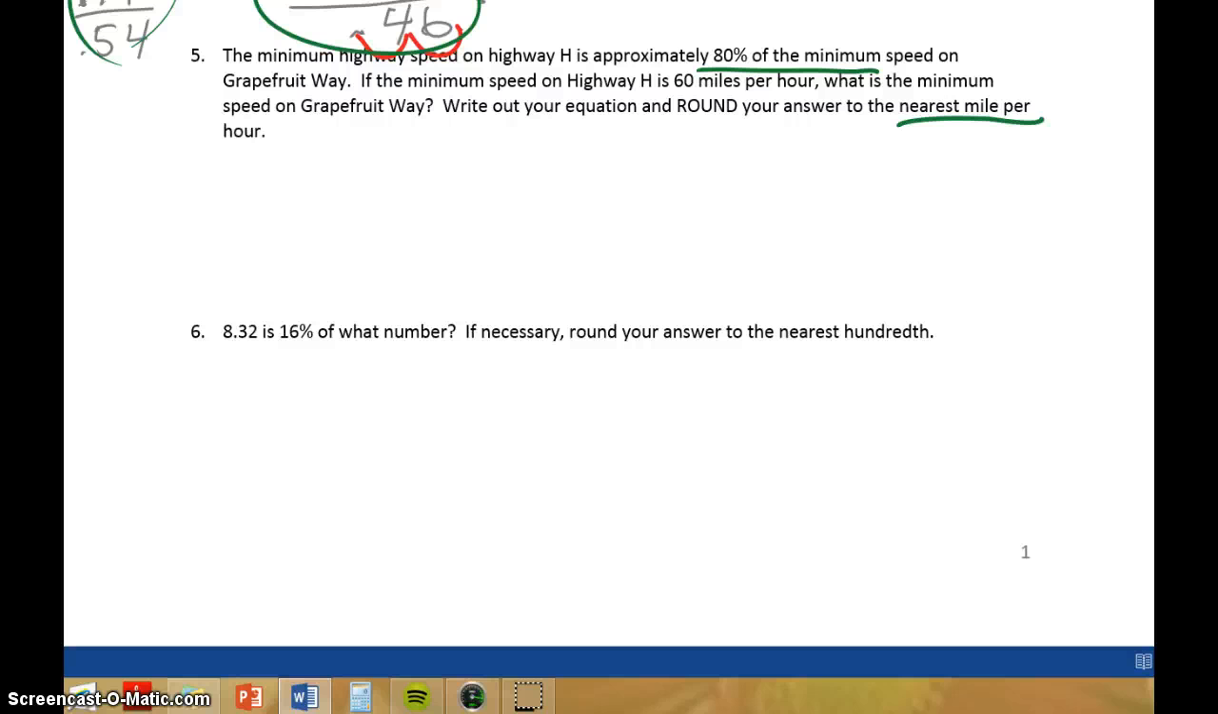So our answer for Grapefruit Way, that miles per hour, should be larger than that 60 here. So it's 0.8 or 80%. I changed that into a decimal by swooping once, twice to the left. 0.8 or 8/10 H, and I'm just going to use H for highway, equals 60. So 80% of some number should equal 60, and that some number, that H there, stands for the minimum speed on Grapefruit Way. So I'm going to divide both sides by 0.8 or 8/10 to get H all by itself.